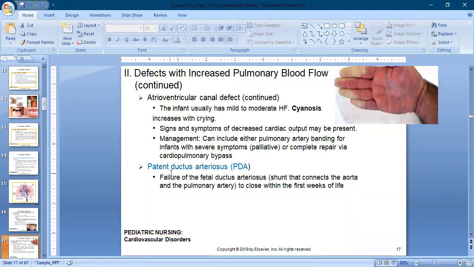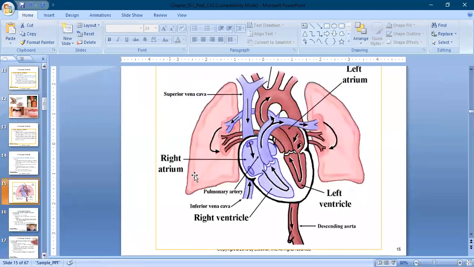Another congenital heart disease is called patent ductus arteriosus. So in this picture, this is the arch of aorta and this is the pulmonary trunk. Before the birth, some babies have a channel in between the trunk and the artery. But after the birth, this pathway is supposed to close, right?